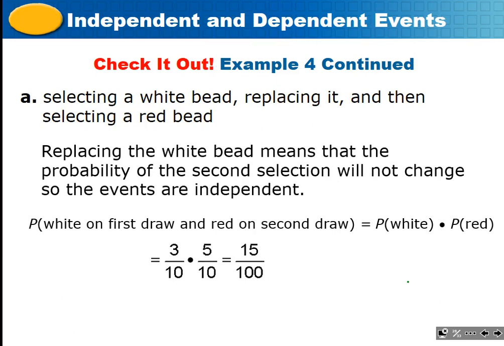So replacing the white bead again means that it's independent. So we're going to find the white beads, that's 3, and we're going to put that over our total beads. The red was 5, and we're going to put that over our total beads, that's 10. Multiply across the top, 3 times 5 is 15, 10 times 10 is 100, and that can be reduced because both of them are divisible by 5. So our actual final answer here is 3 over 20.